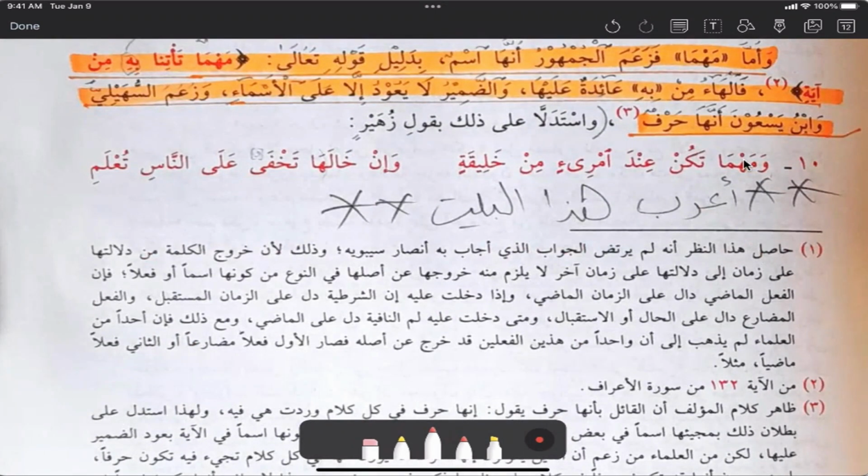وَأَمَّا مَهْمَا, now concerning mahma, whatever. فزعم الجمهور أنها ثم. The majority have claimed that it's a nominal. Claims can be true or false. زعم means قال, but زعم could have the meaning of being suspect, doubtful, or the like. But it doesn't have to. So the majority claimed that mahma is nominal.